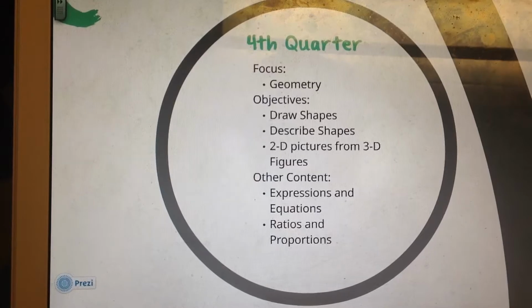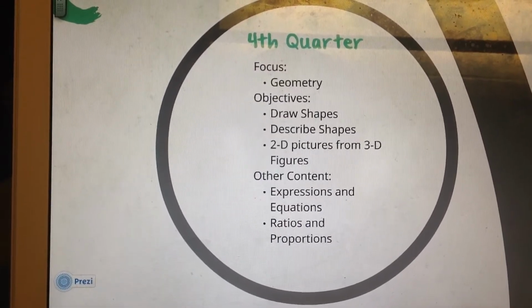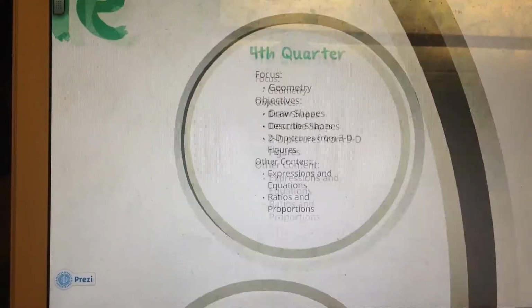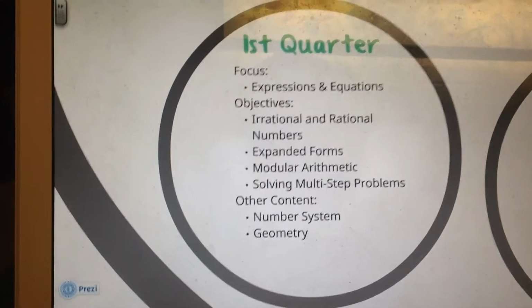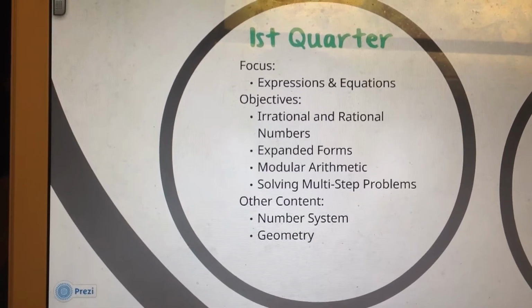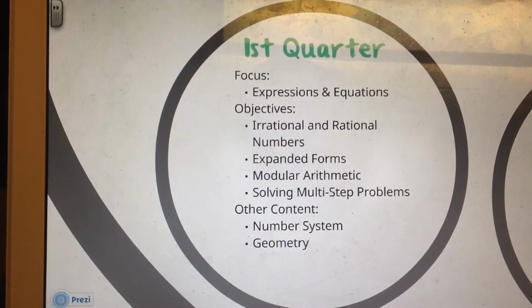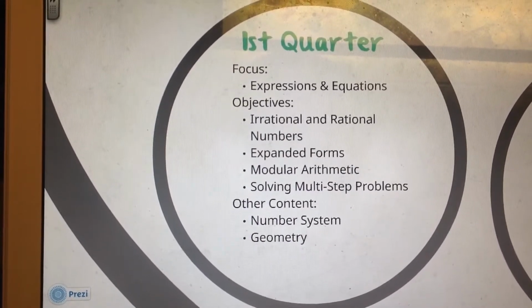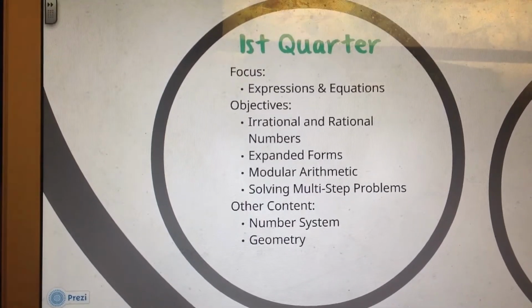Other content covered in the fourth quarter includes expressions and equations and ratios and proportions. We will now move on to the 8th grade. The first quarter's focus is on expressions and equations. The objectives include irrational and rational numbers, expanded forms, modular arithmetic, and solving multi-step problems. Other content includes the number system and geometry.